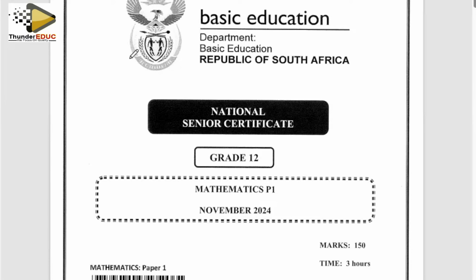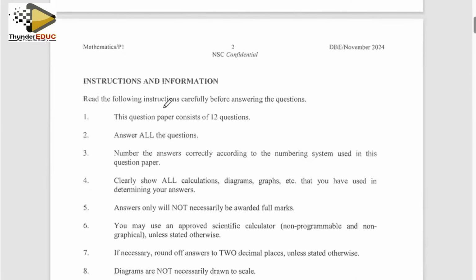Okay, so the paper was out of 150, and 3 hours was the duration of the paper. Looking at the instructions, this time we have 12 questions. All questions are compulsory. We have to number questions accordingly.